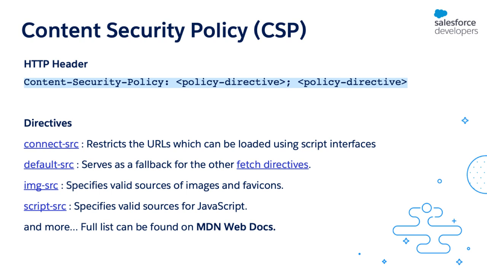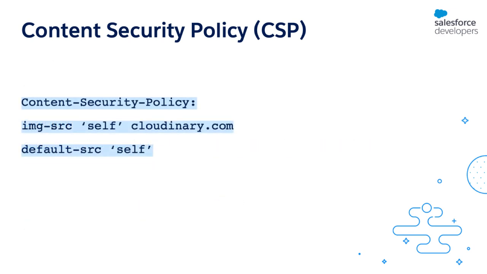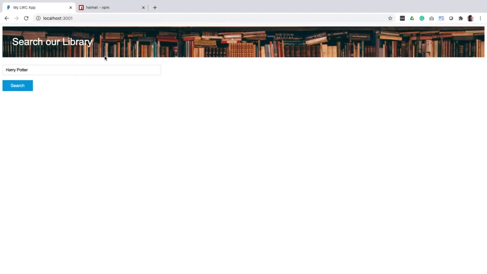But your policy must include a default-src directive, which is used as a fallback for resource types for which you haven't explicitly defined a policy. Here is an example of a policy that safe lists the cloudinary.com domain as a source for images. And whenever you see the self keyword in a directive, it's actually an alias for same origin. So this is the concept of content security policy. Now let's see it in action.